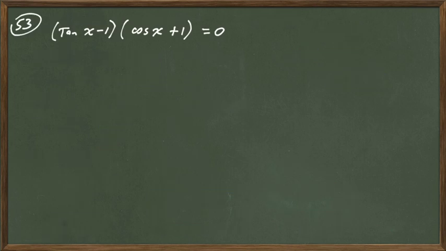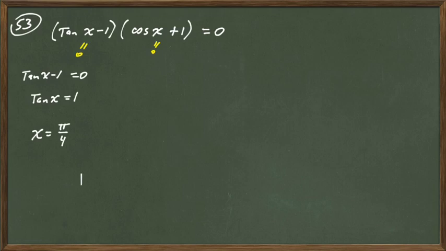Okay, after 43, somebody asked 51. Sometimes something equals 0 means one of these has to equal 0. So for 53, you know the tangent x minus 1 has to equal 0. If you add 1, it means the tangent is 1. That happens at pi over 4. Where else is the tangent positive? In quadrants 1 and 3. So that's bigger than pi. So I think you'd also have 5 pi over 4.